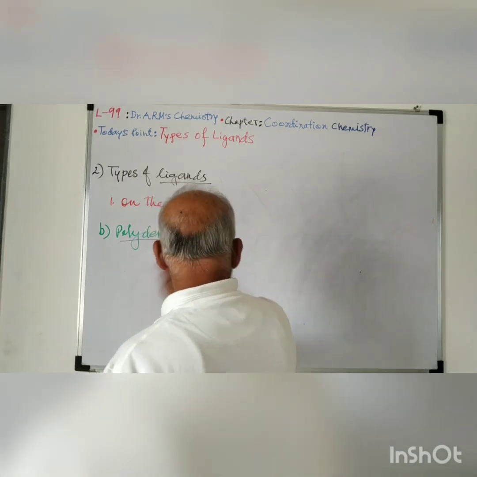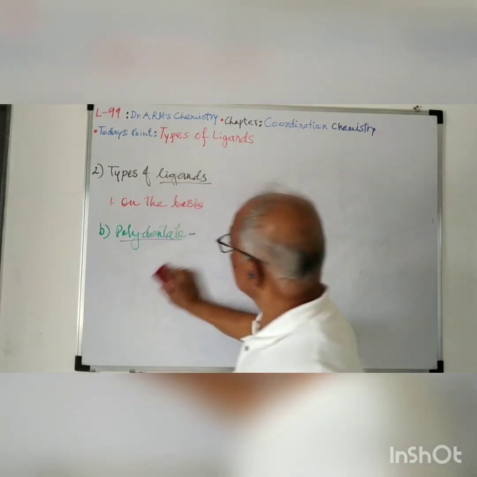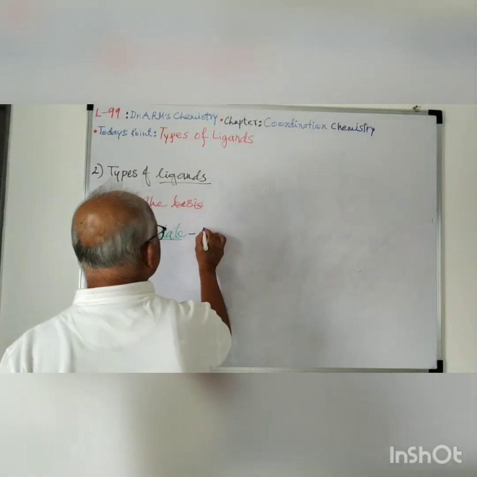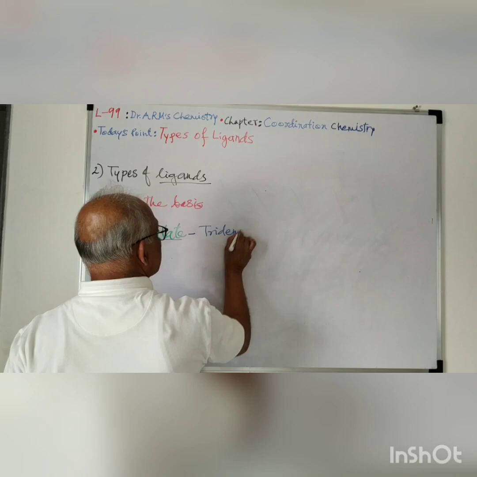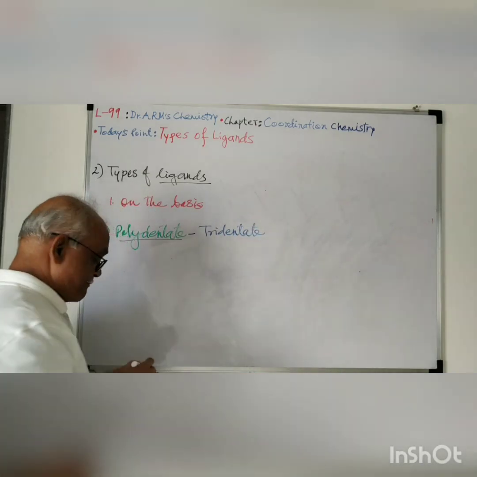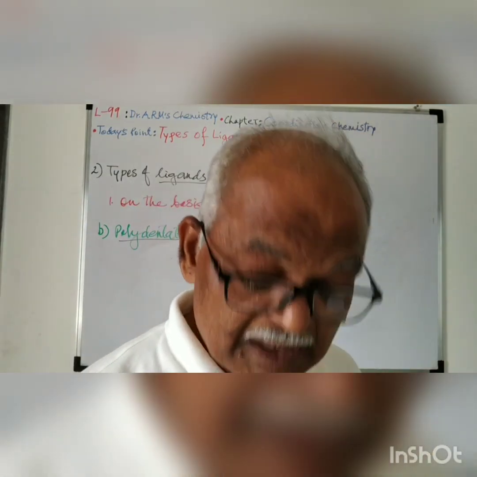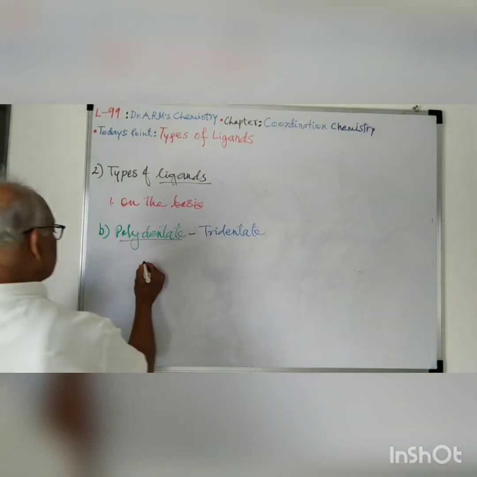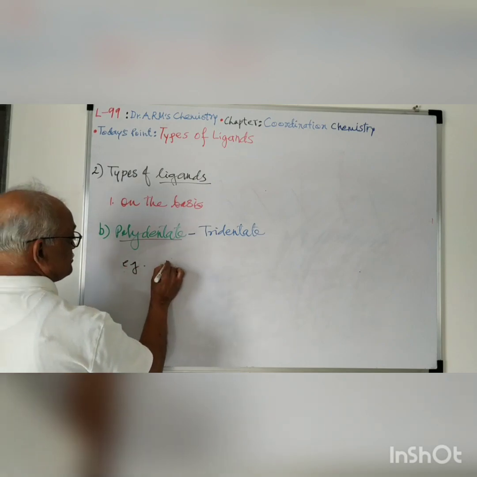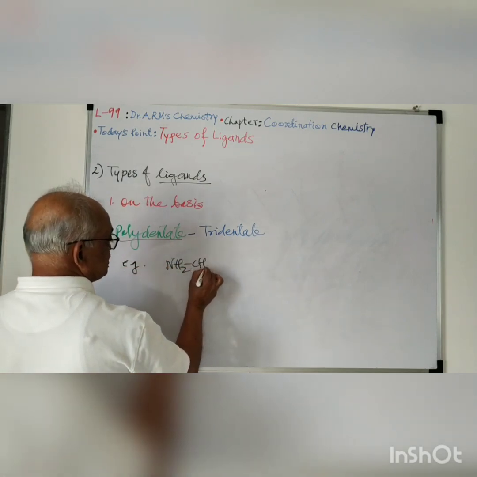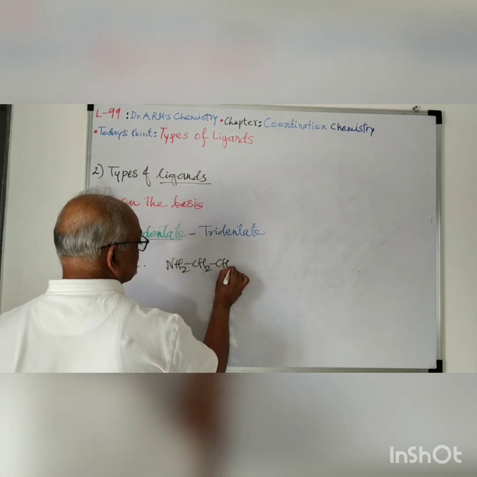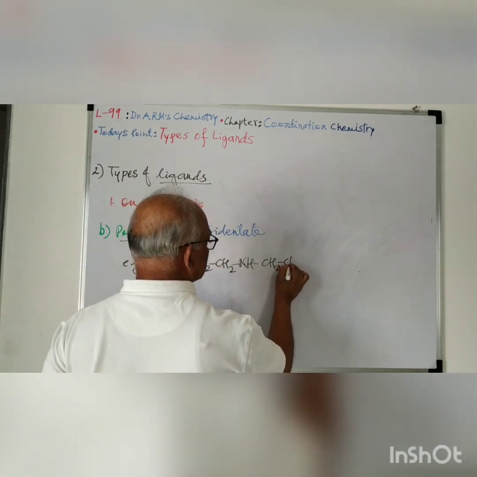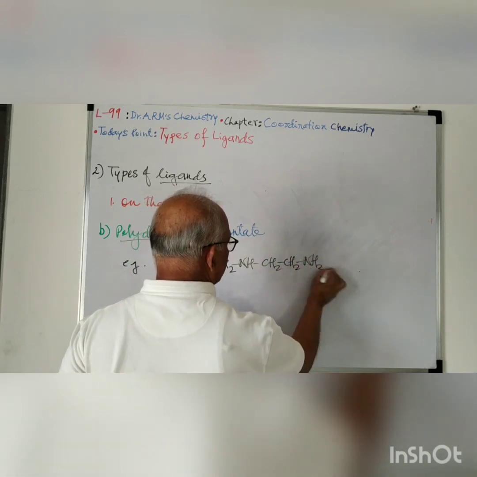Now, in this polydentate ligand, we can have another example, say tridentate ligands, where we can have three points of attachment. For example, NH2, CH2, CH2, NH, CH2, CH2, NH2.